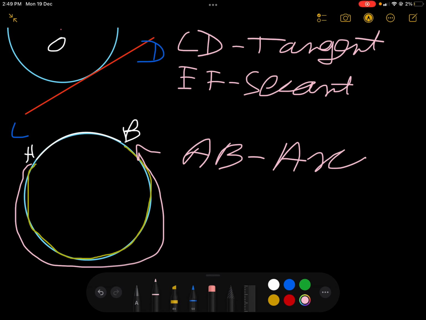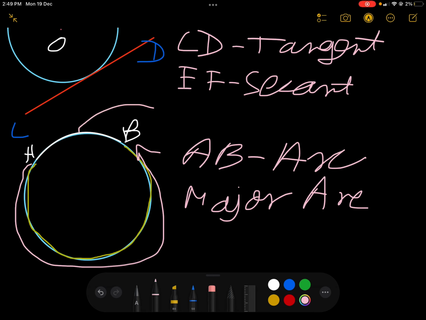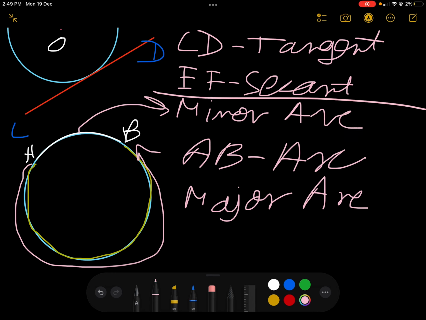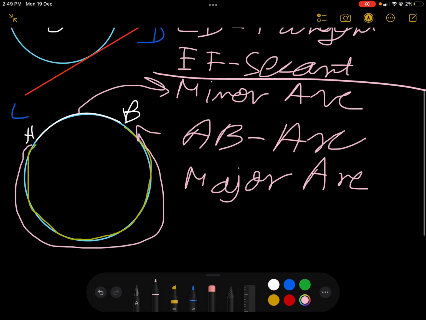So this arc will be called the major arc, and this is the smaller arc, so this will be called the minor arc. An arc which covers less than half of the circumference of the circle is a minor arc, and one that covers more than half is the major arc.